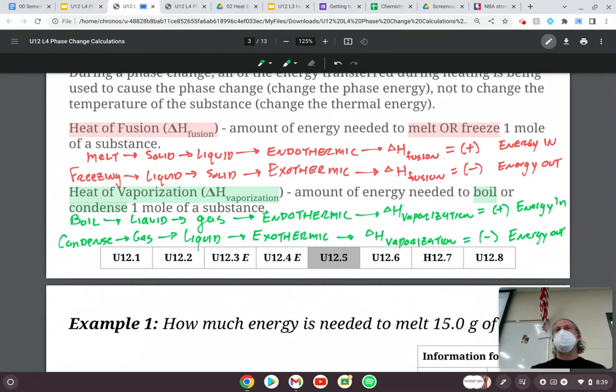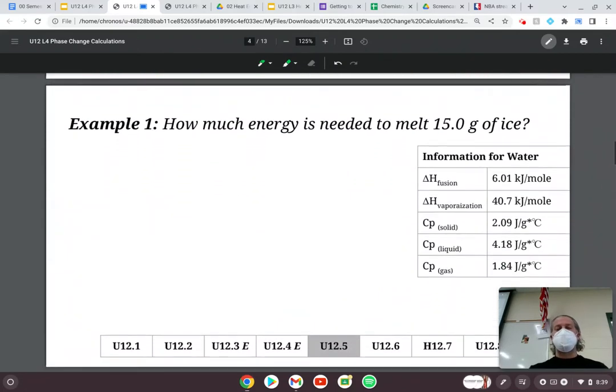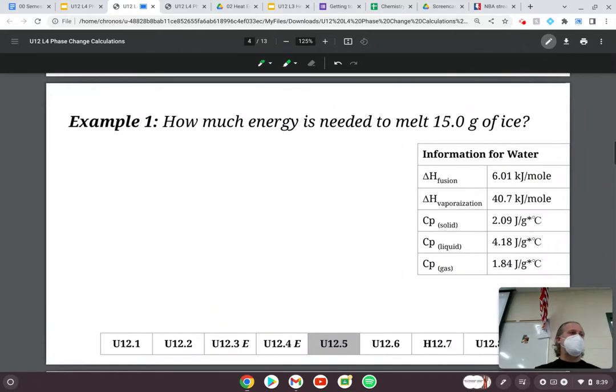The question is, are we going to do anything with sublimation? The answer to that question is we are not going to do math with it, but we are going to discuss it. Okay. So, speaking of math, let's talk about this math.